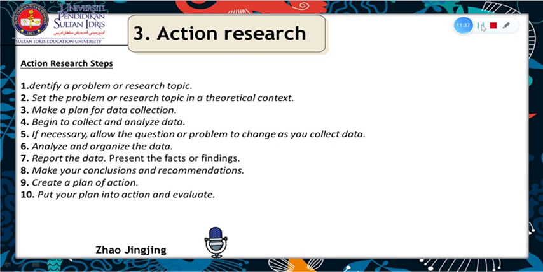4. Begin to collect and analyze data. After you have identified at least 2 kinds of data, you begin the data collection process. As you collect your data, analyze them by looking for themes, categories, or patterns that emerge.